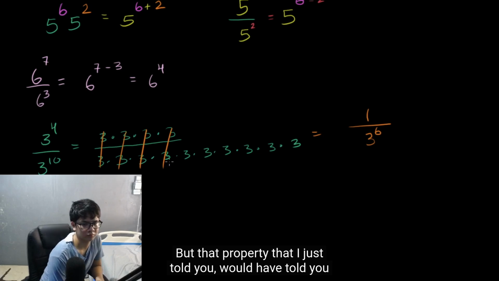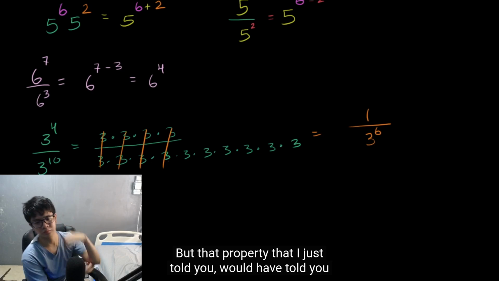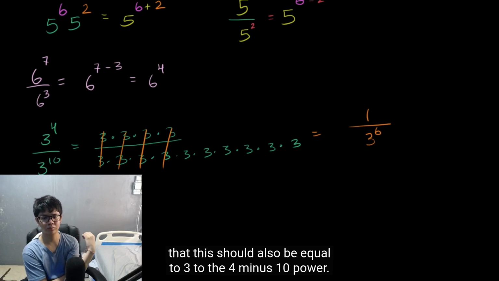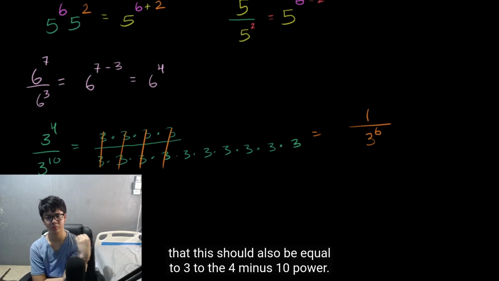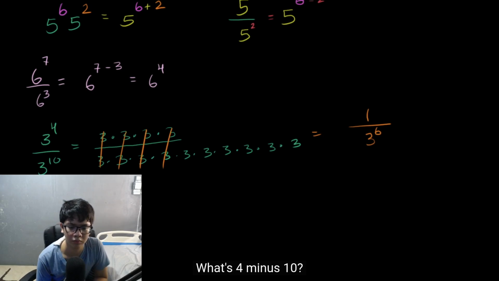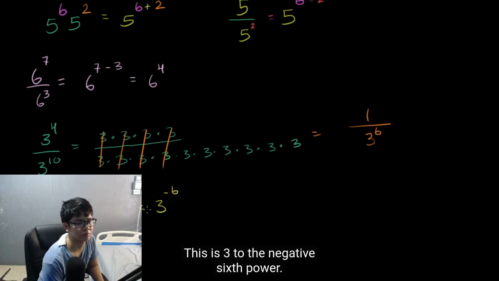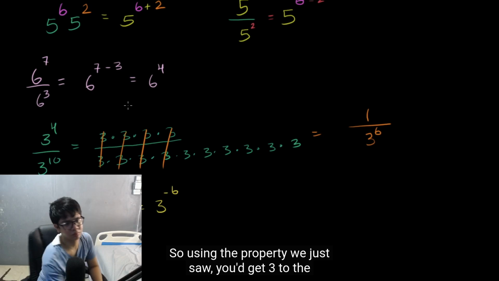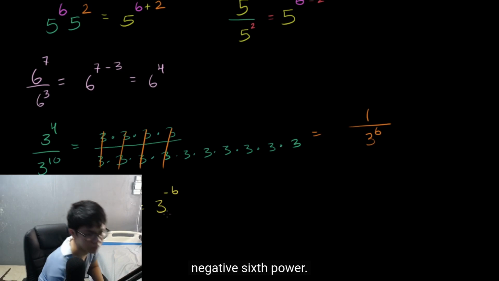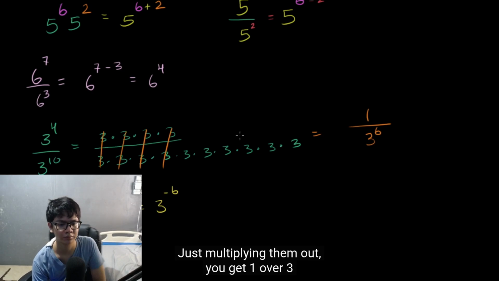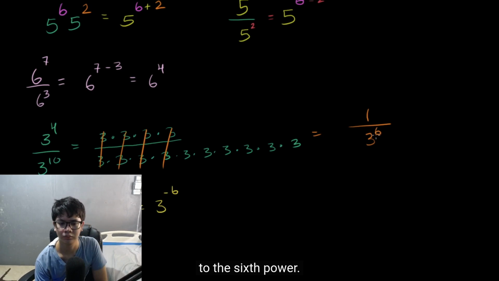But that property that I just told you would have told you that, look, this should also be equal to 3 to the 4 minus 10 power. Well, what's 4 minus 10? We're going to get a negative number. This is 3 to the negative 6th power. So using the property we just saw, you'd get 3 to the negative 6th power. Just multiplying them out, you get 1 over 3 to the 6th power.